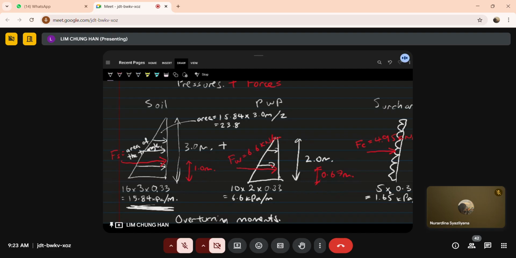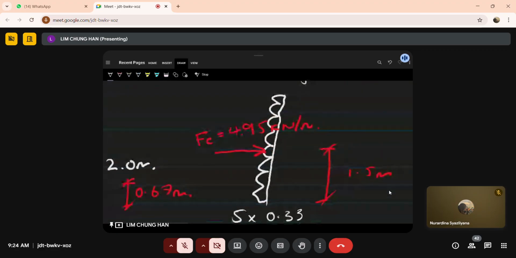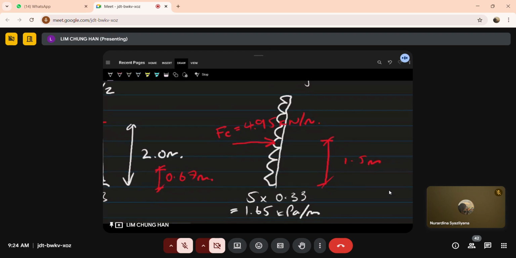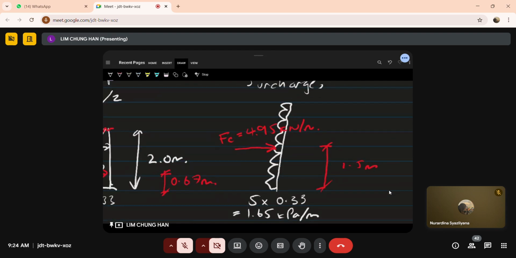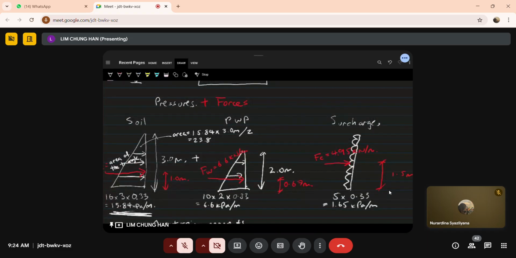So Fs is the area of the triangle, same as the pore water pressure. Fw is the area of that triangle. And then for the surcharge, F is the area of this rectangle. That's all. So that's how I got it.